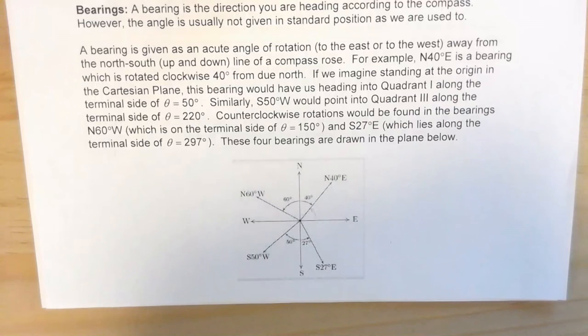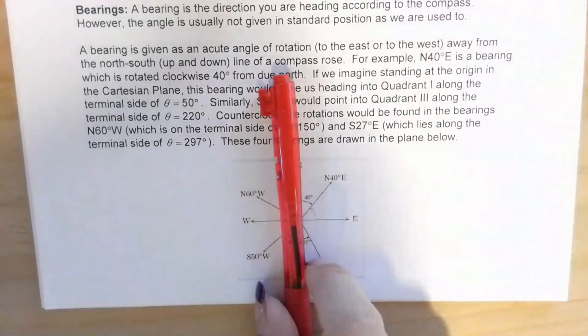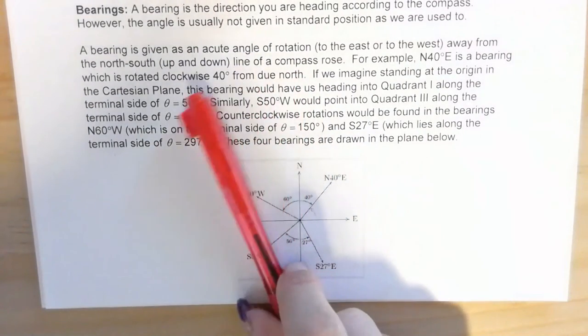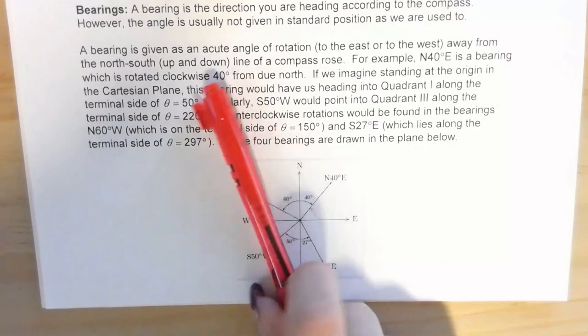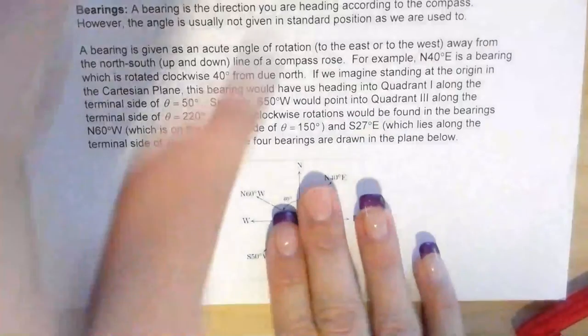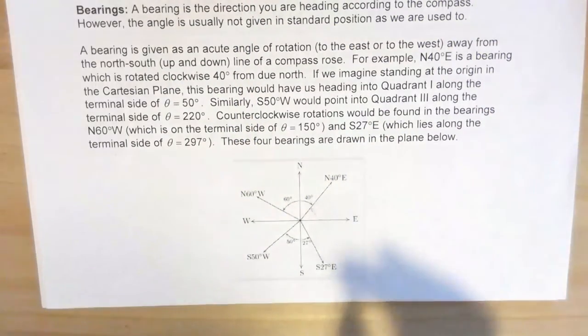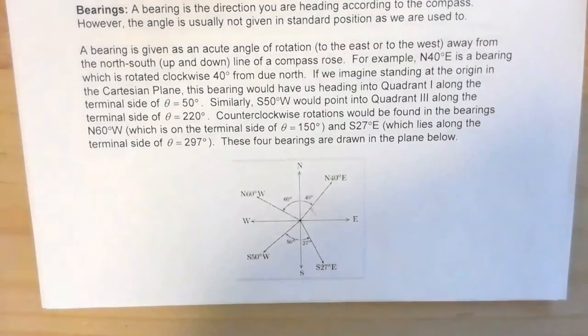Counterclockwise rotations would be found in the bearing north 60 degrees west. But again, we start north, we go to the west, which is left, and then we create that 60 degrees. So guys, this is just for you to know any vocabulary that you might run into in problems.